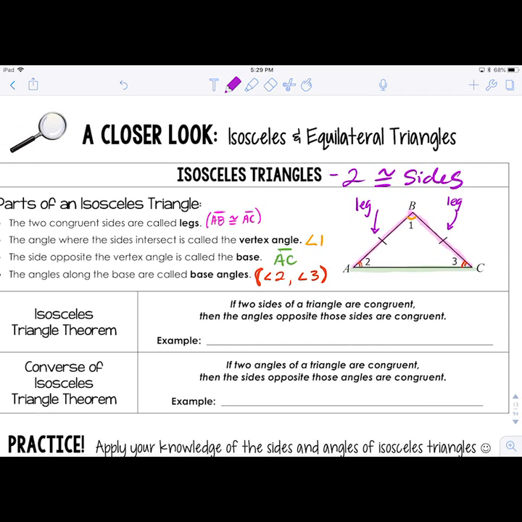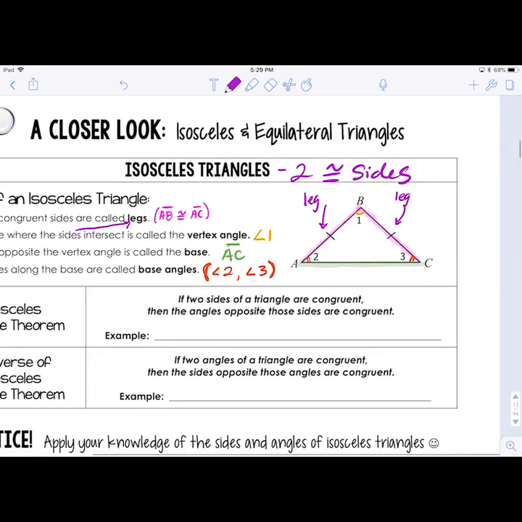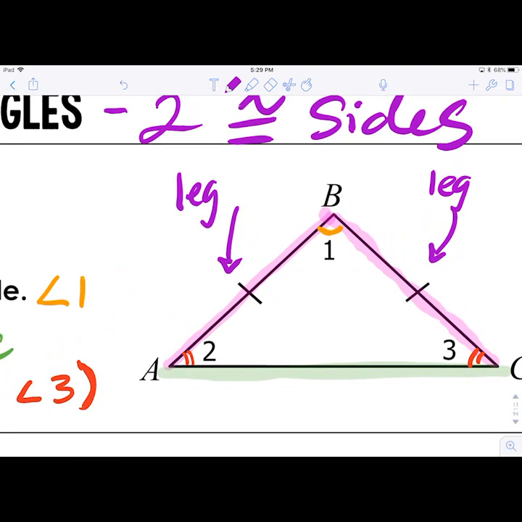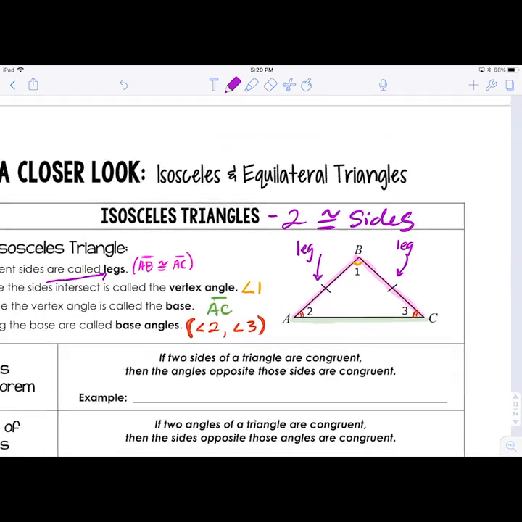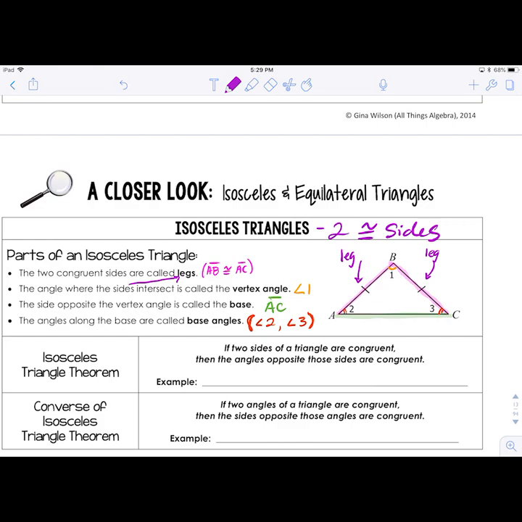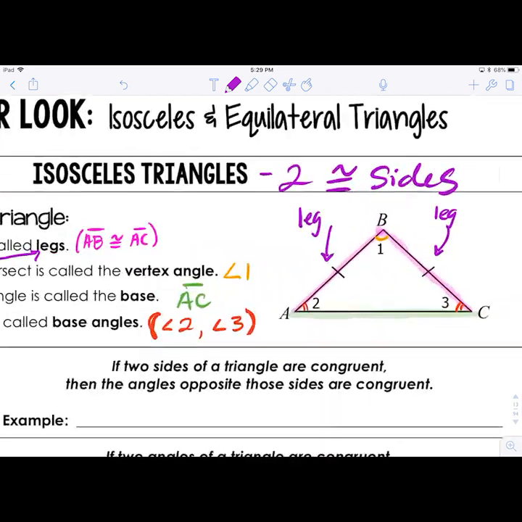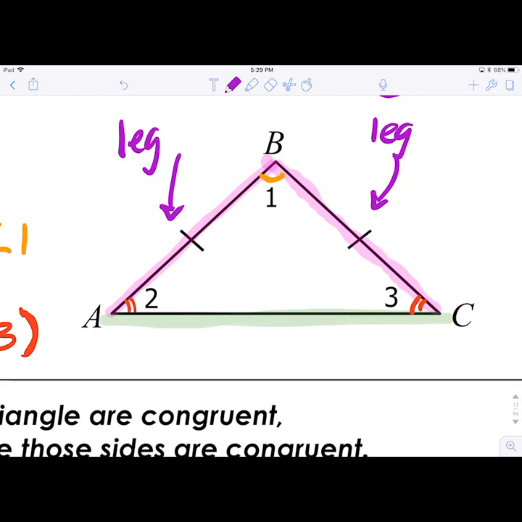The angle where the sides intersect, and the sides they're talking about are the legs, okay? The angle that is created by that intersection is called the vertex angle. And in our example, the vertex angle here is angle 1. I wrote it in orange over here. I made my little arc over here in orange. Hopefully that'll help. The side opposite the vertex angle is called the base. So let me draw for you how we remember the base. If you know where the vertex angle is, you just have to draw a line opposite of your vertex angle, and that's your base.